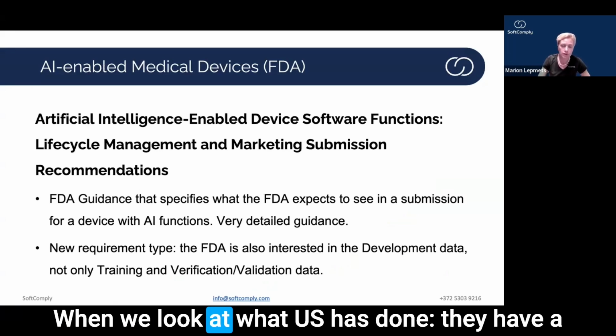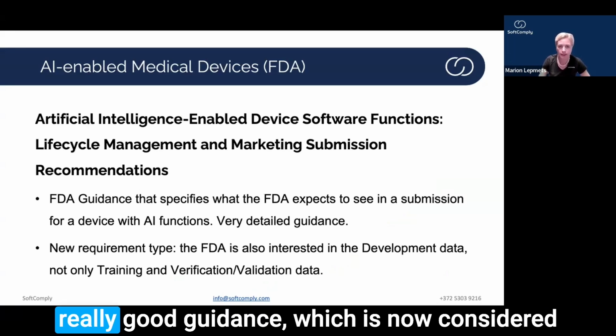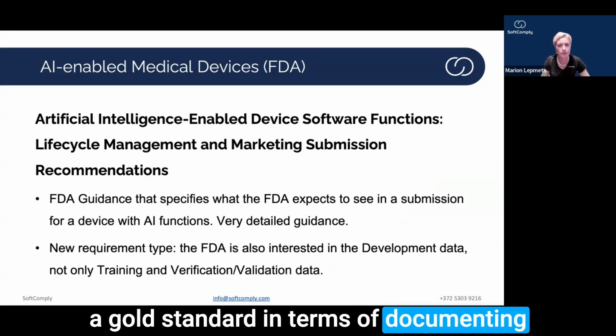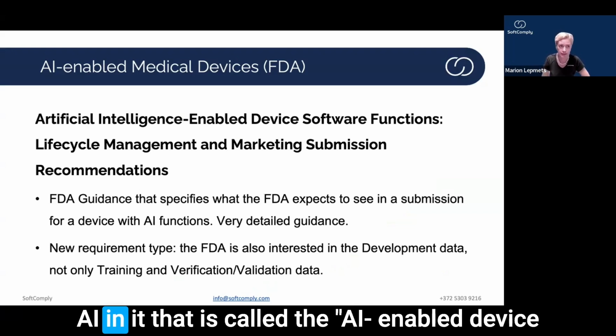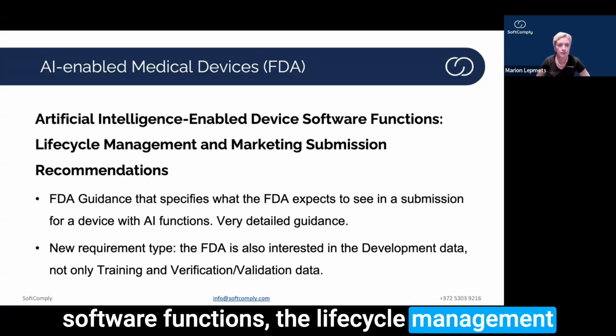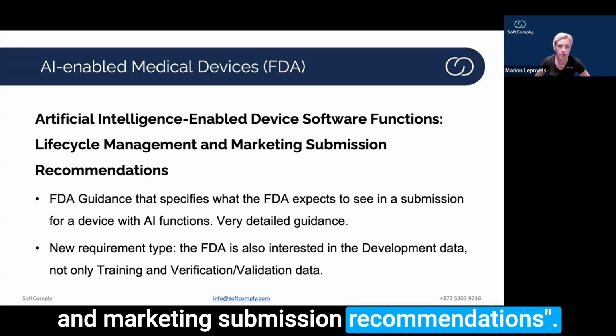When we look at what the US has done, they have a really good guidance, which is now considered a gold standard in terms of documenting evidence required to clear a device that has AI in it. That is called the AI-enabled device software functions, the lifecycle management and marketing submission recommendations.